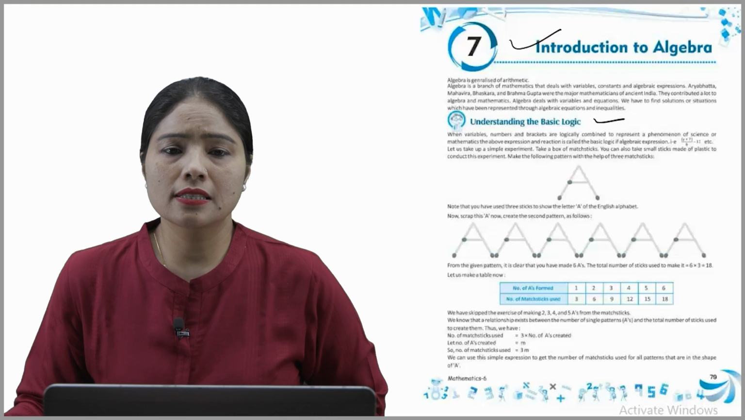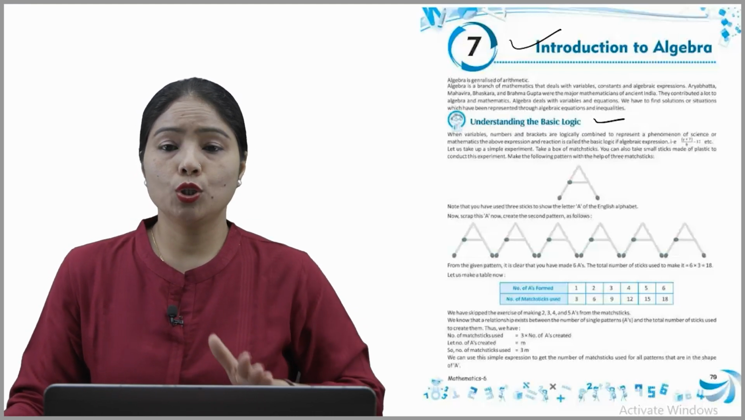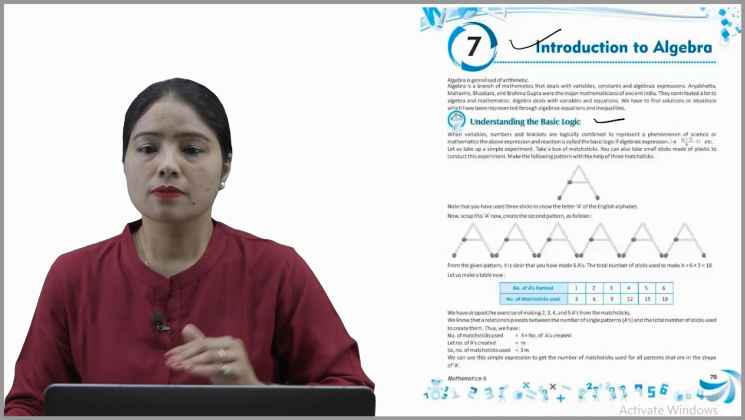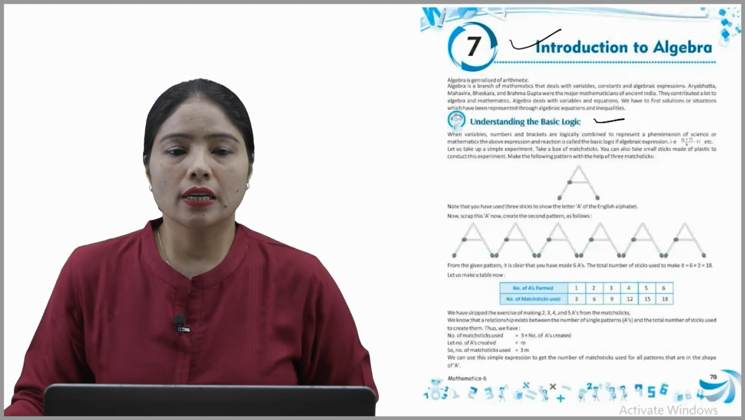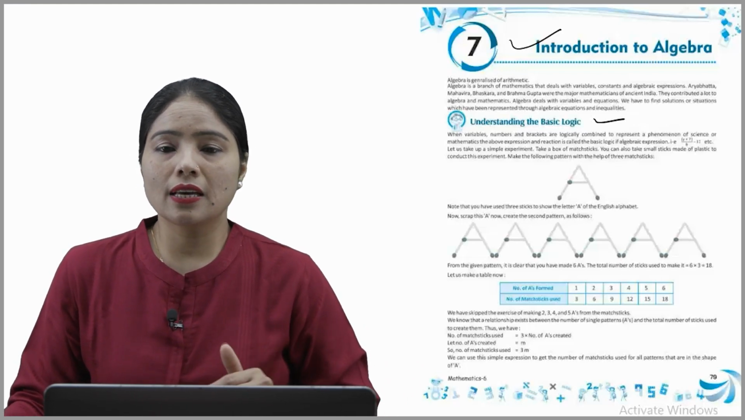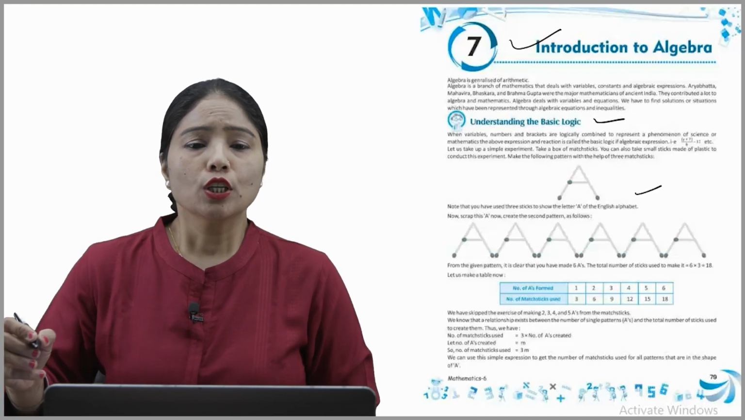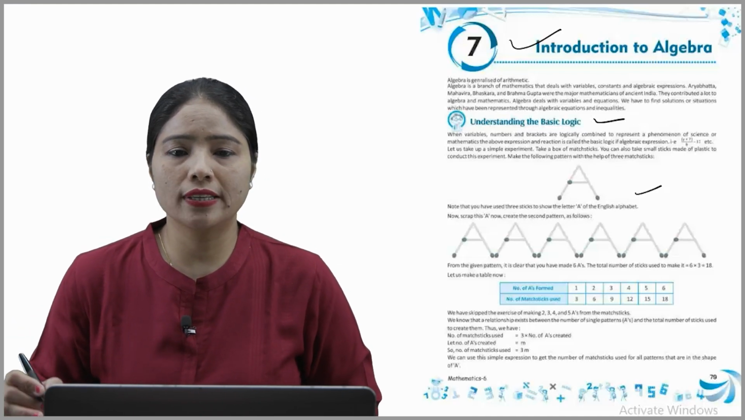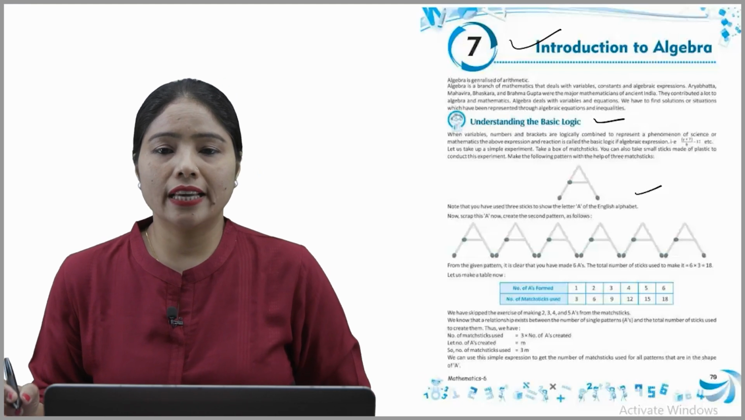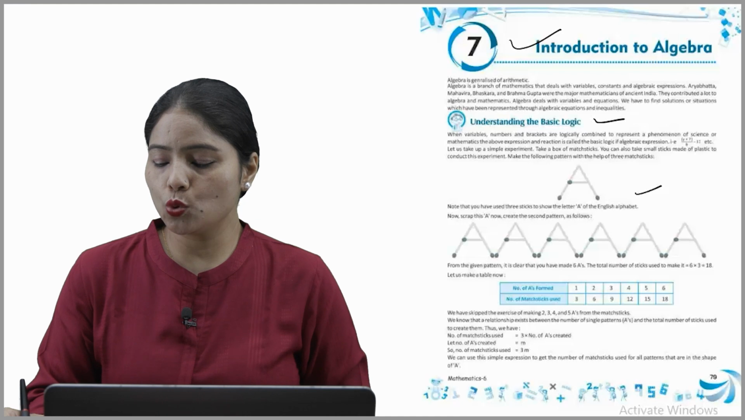Let's take up a simple experiment. Take a box of matchsticks. You can also take small sticks made of plastic to conduct this experiment. Make the following pattern with the help of 3 matchsticks, like this one. Note that you have used 3 sticks to show the letter A of the English alphabet. ये हमारे 3 sticks हैं 1, 2 and 3.